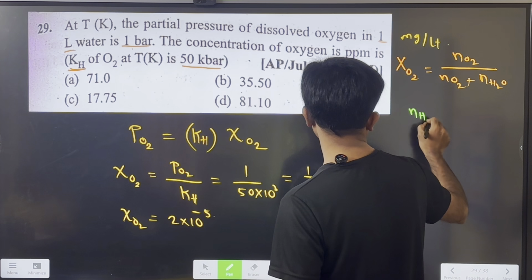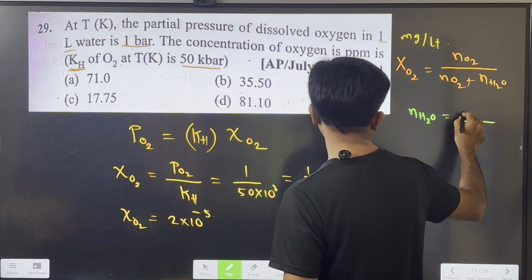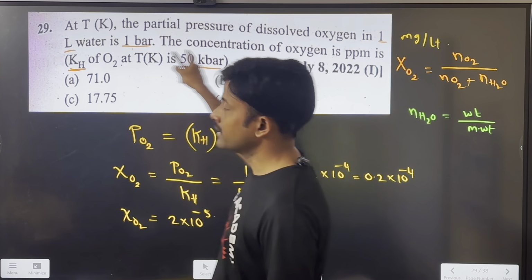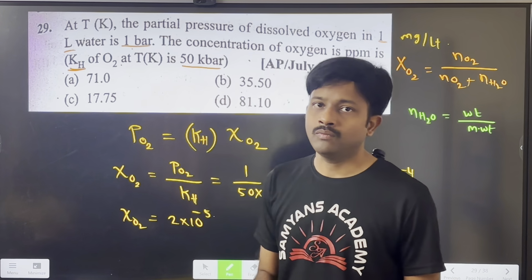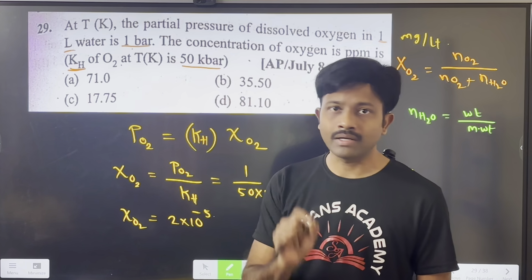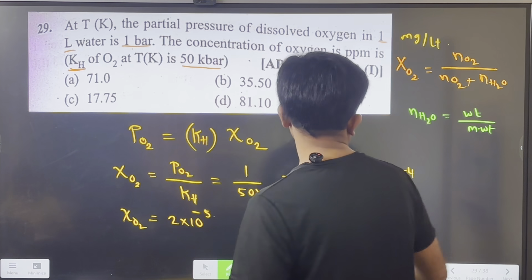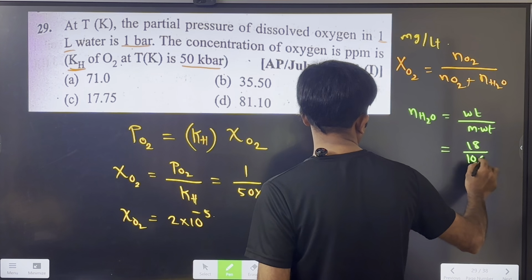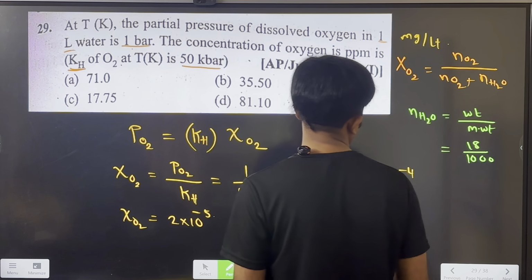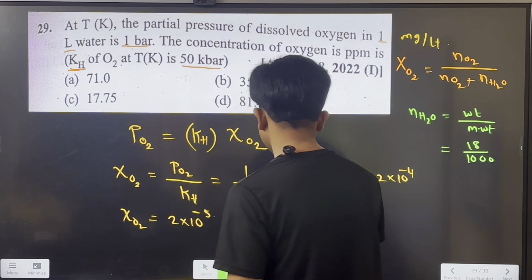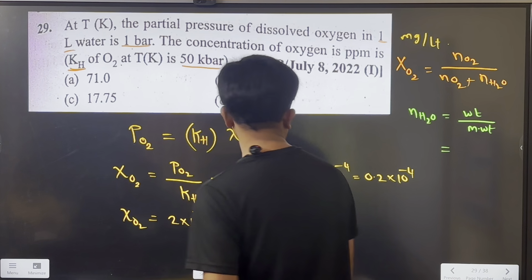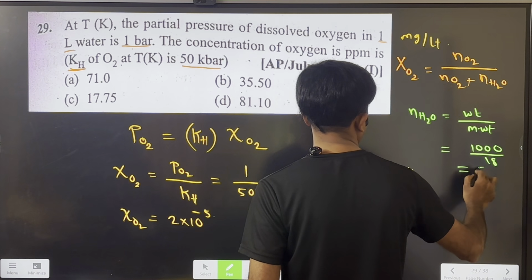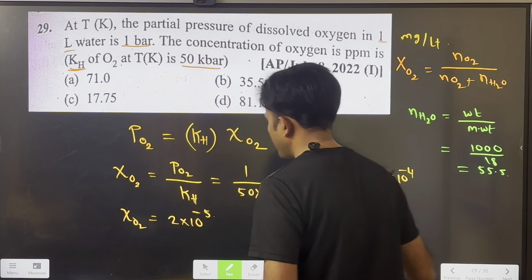Number of moles of water is equal to weight by molecular weight, right? So what is the weight of the 1 liter water? Already know that 1 liter of water is equal to 1 kg. Yes or no? So weight is 1000 and molecular weight is 18, right? The number of moles of water is 55.5.